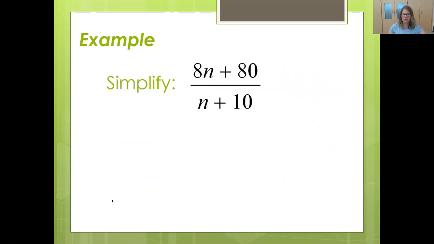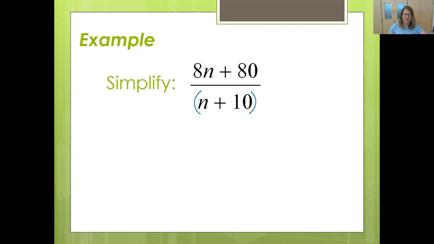All right, so this one looks a little bit different. We have 8n plus 80 over n plus 10. On these ones, we have to be really careful because now everything is not multiplied together on the top or on the bottom. Now we have a plus between the top and a plus between the bottom. Whenever we have a variable with a plus or minus between it and another number, we have to think of this as just one number, okay? We don't know what n is right now, but if n were a 5, I would just add it together, right? 5 plus 10 is 15. The bottom would just be one number, it's 15.